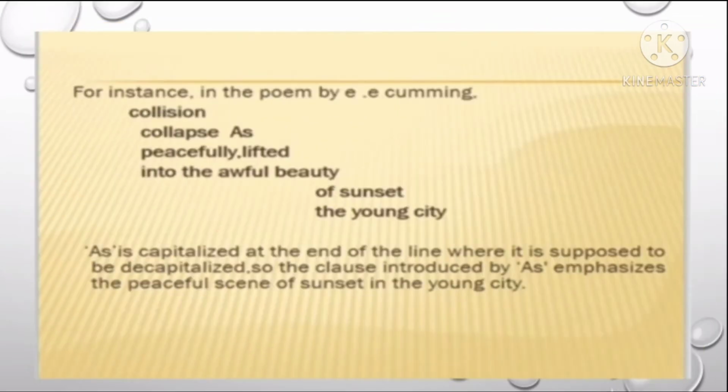Just like, for example, in the poem by E. E. Cummings: "collapsed as peacefully lifted into the awful beauty of sunset the young city." "As" is capitalized at the end of the line wherein it is supposed to be decapitalized. So the clause introduced by "as" emphasizes the peaceful scene of sunset in the young city.